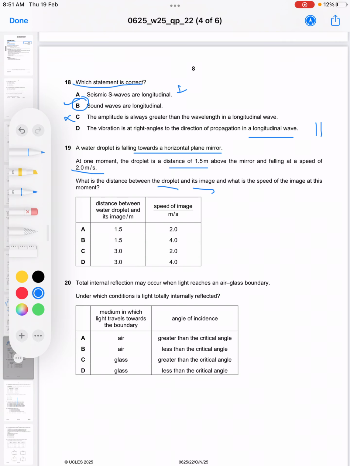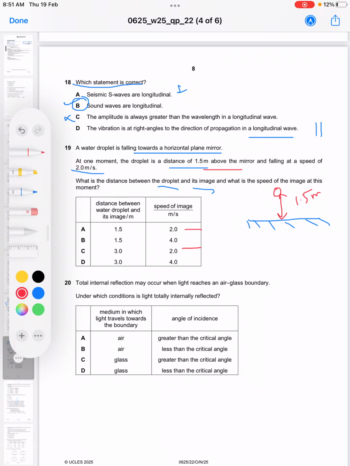Let me draw the idea. Let's suppose this is our mirror and this is our droplet and its distance from the mirror. This distance is 1.5 meters, right? And it is falling at a speed of 0.2 meters per second. The other parameters will not change, like the speed and velocity, these are the same throughout. So you can see which options have the same one, this one and this one.